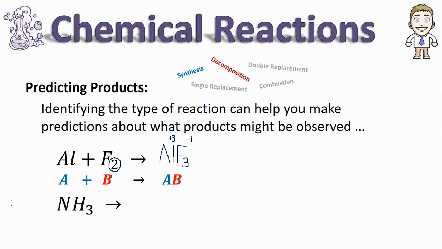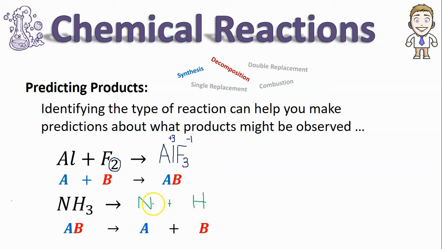The second reaction, beginning with NH3, seems like it might fit the general formula for a decomposition. I've got one type of reactant, NH3, which is probably going to split apart into separated N plus H, nitrogen and hydrogen elements. That's all you generally have to do for these simple decomposition reactions.